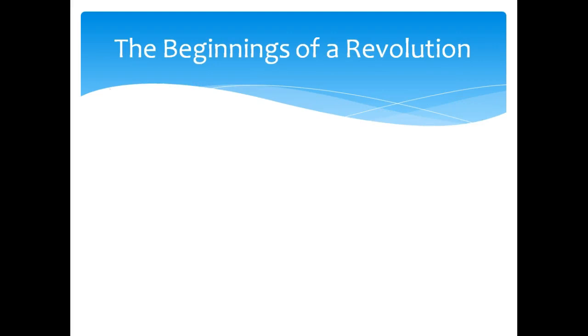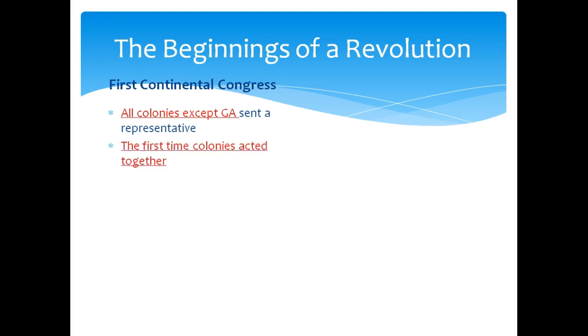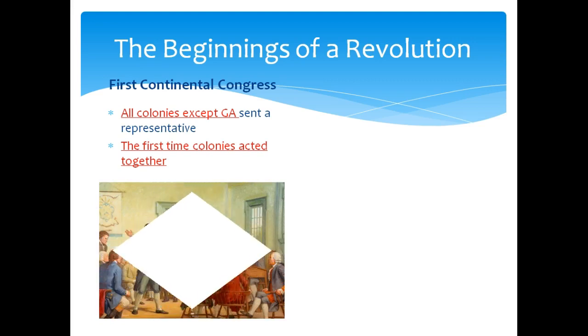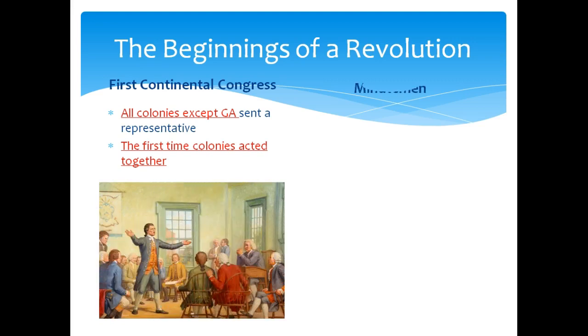So some more events took place that caused us to go into the revolution. First, we had the First Continental Congress. This is the first time that the colonists ever all got together to try to plan and go against Great Britain. Everybody sent representatives to the First Continental Congress with the exception of Georgia. And you're going to learn in a little bit that a lot of the southern colonies still had a lot of support for England.